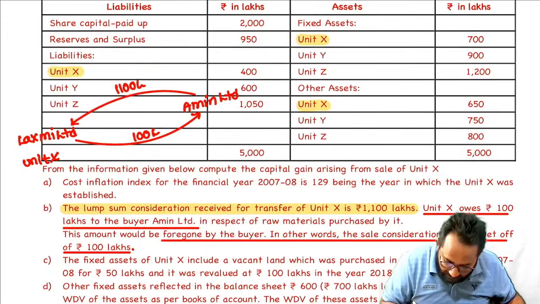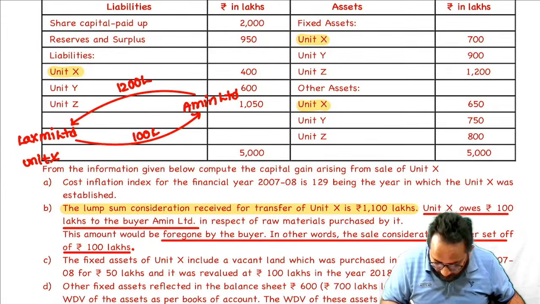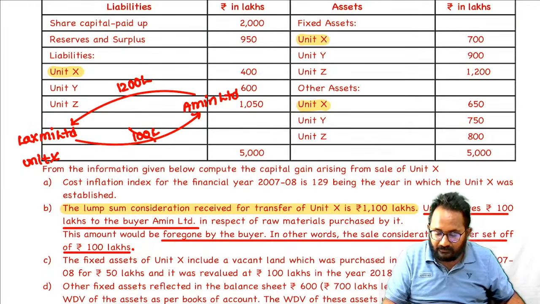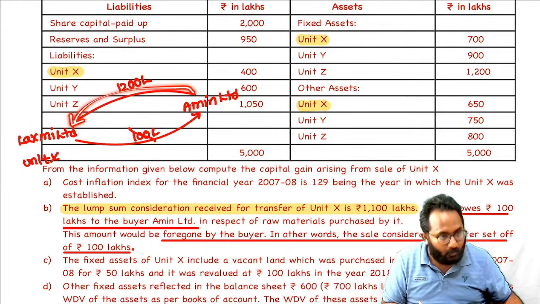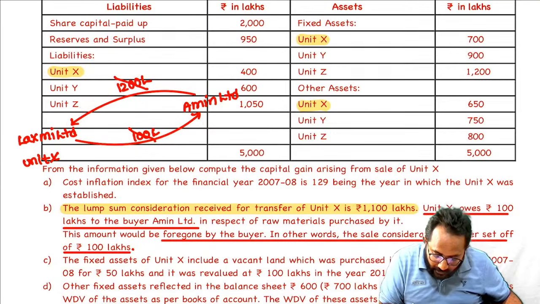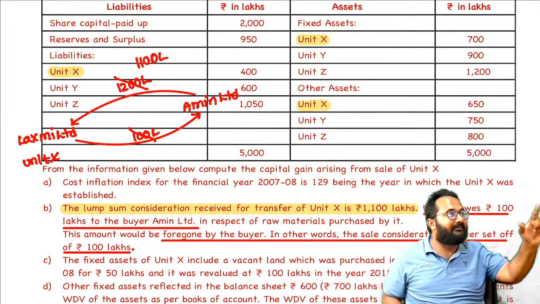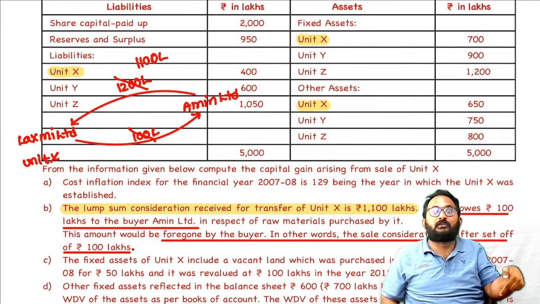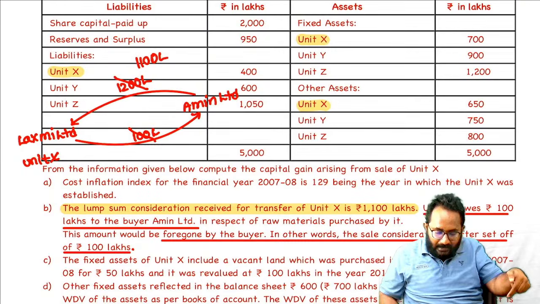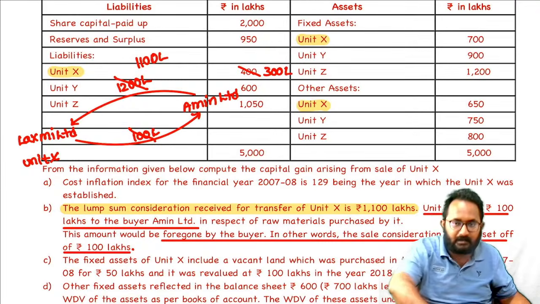So generally that agreed amount is how much? 1200 lakh. After this set off, because one amount they are required to give, one amount we are required to give. So after set off, can you tell me how much? 1100 lakh. Now sale consideration, how much can we receive? 1100 lakh. But our liability is reduced by how much? 100 lakh. So that's why here liability we have to take how much? 300 lakh.